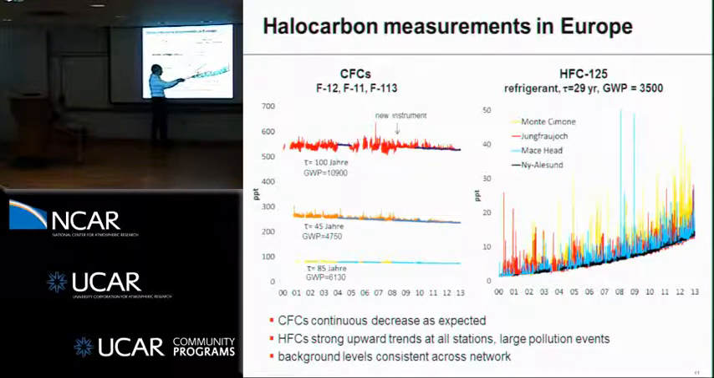We see on one hand that all the sites have a common background, but we see a lot of these spikes, so pollution events arriving at the sites, also at Jungfraujoch, which is considered to be at 3,600 meters high free tropospheric background, but we see a lot of pollution events also there. And you also see that HFC 125 is not only increasing, but also the increase is increasing.